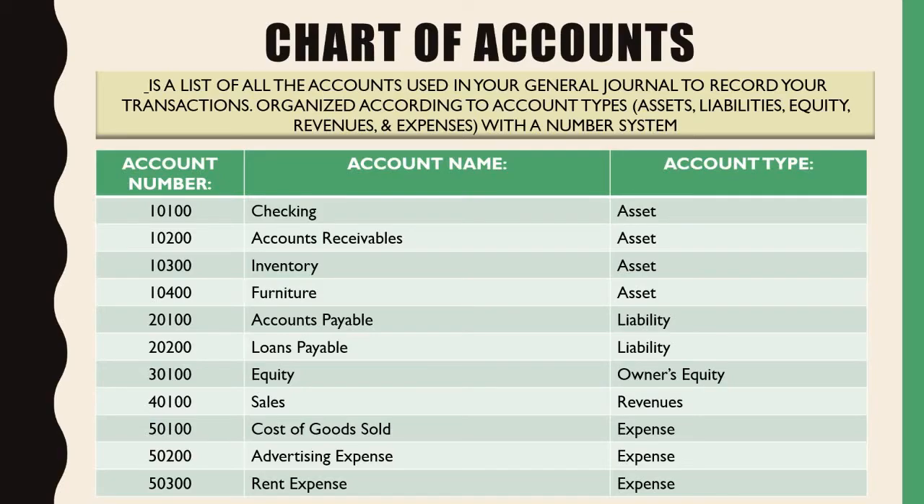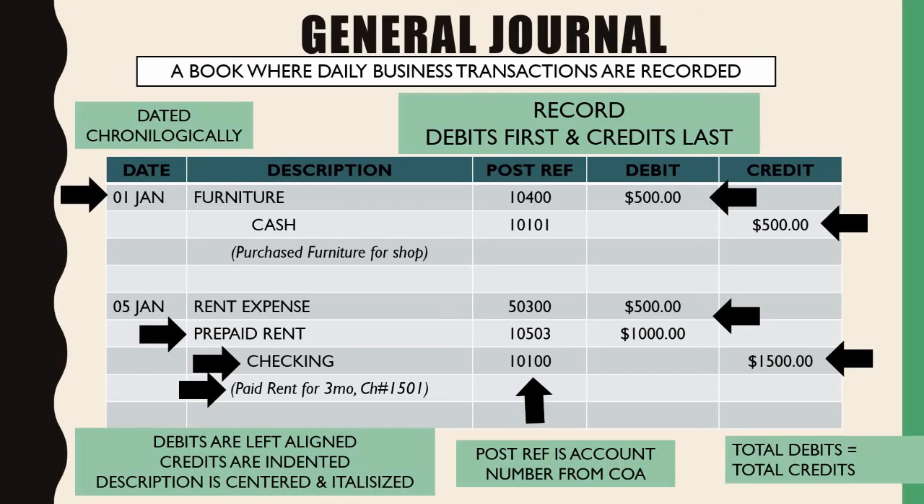If I go to my previous slide here, my account number for checking is 10100. That's what appears on my chart of accounts, and that's how I'm going to journalize it here. My checking account is 10100. Okay, so that's your post reference there. Then we're going to go ahead and move on to the debit and credit side.